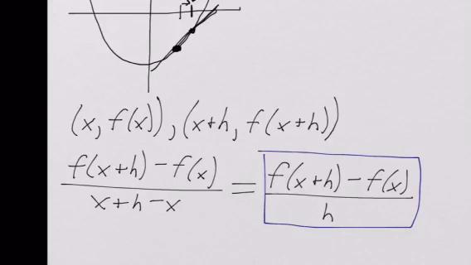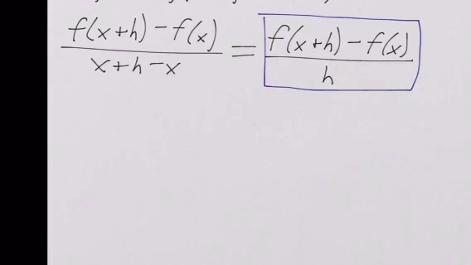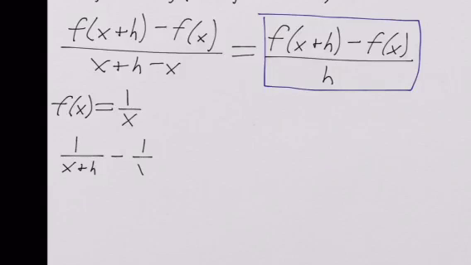So now we know the formula, we want to be able to compute a difference quotient. So I'm going to give you the function f of x equals 1 over x. So we can apply the difference quotient formula. So that would give me 1 over x plus h minus 1 over x, all of that divided by h.